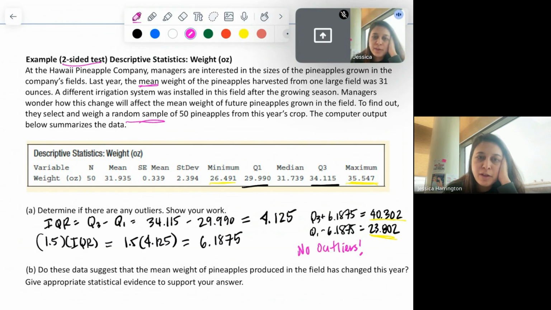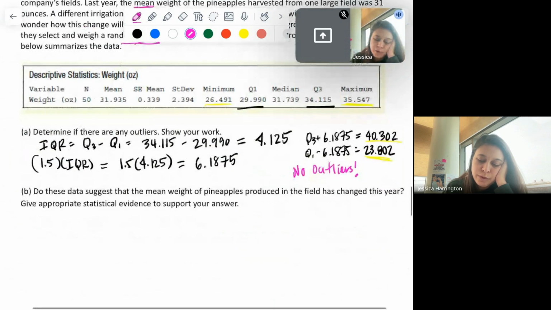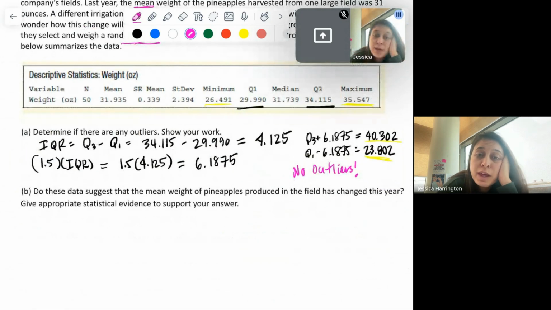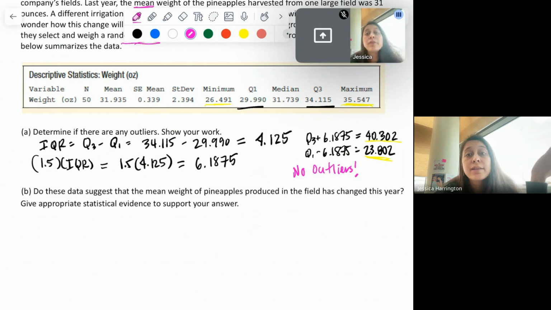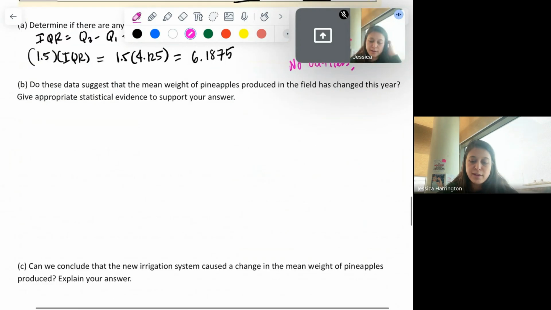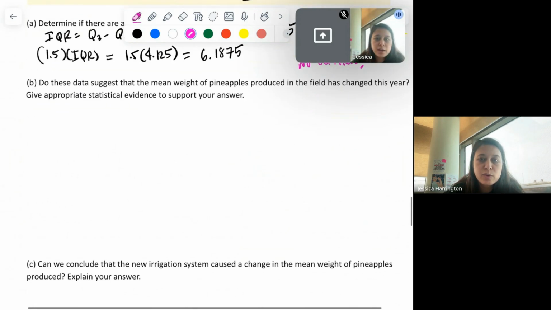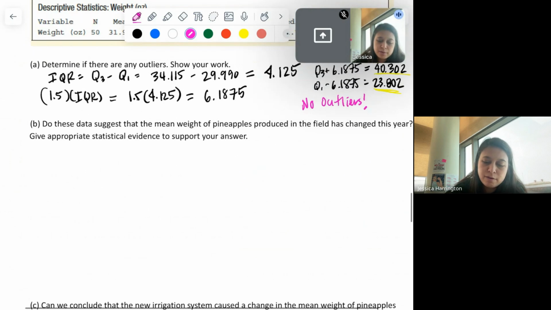Okay, so all the stuff coming back together. Part B. Do these data suggest that the mean weight of pineapples produced in the field has changed this year? Give appropriate statistical evidence to support your answer. So this is where they want you to run all the stat tests, and you just need to go through those 4 steps and do everything. Okay, I think I have enough space. And then can we conclude? Okay, so that's separate. All right, let's do all this.